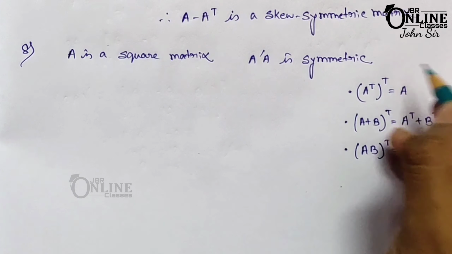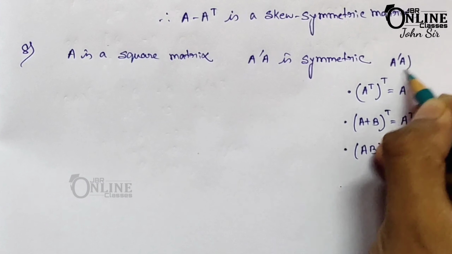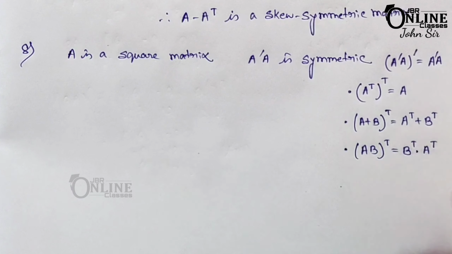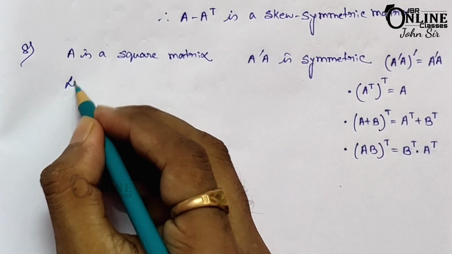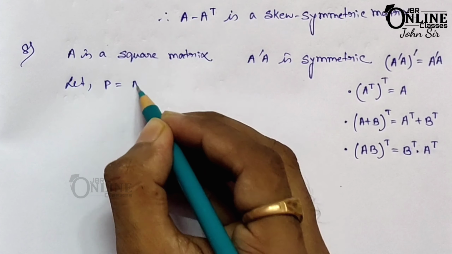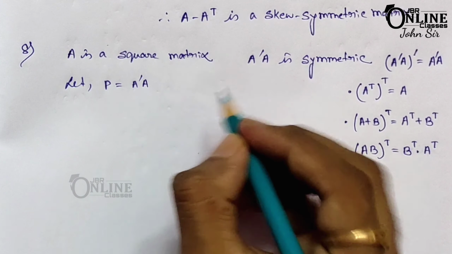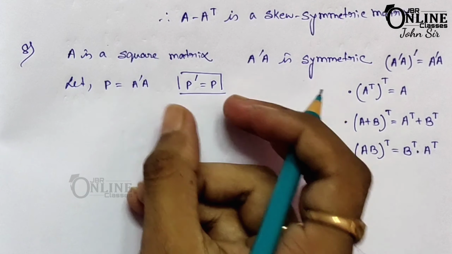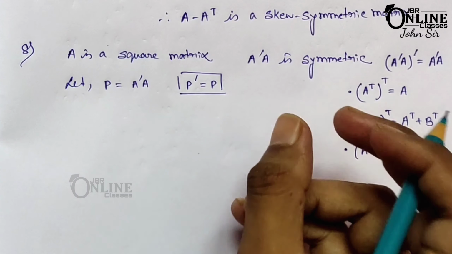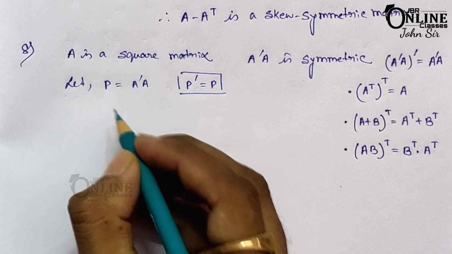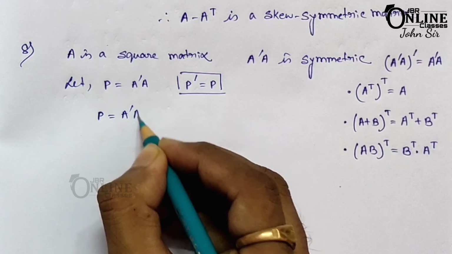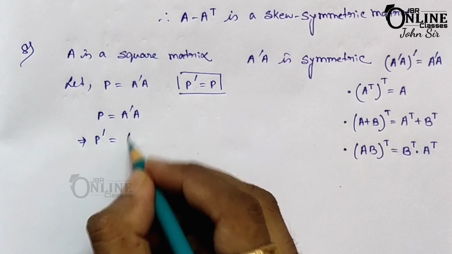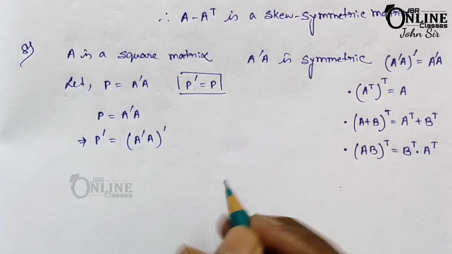So now as here A is a square matrix, and A dash A is symmetric. That means you have to show that the A dash A transpose will be A dash A. So first let P equal A dash A. That means now we have to show that P dash equals P. If you show that P dash equals P, then it will be symmetric. So write down here P equals A dash A. Then P dash equals A dash A transpose.